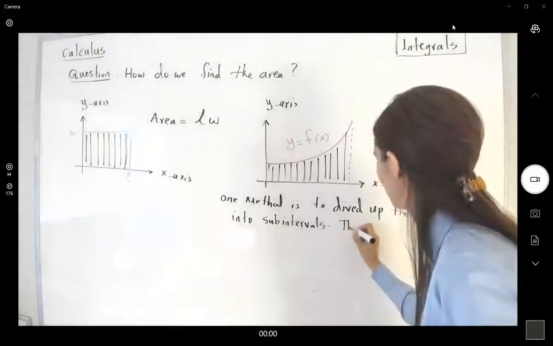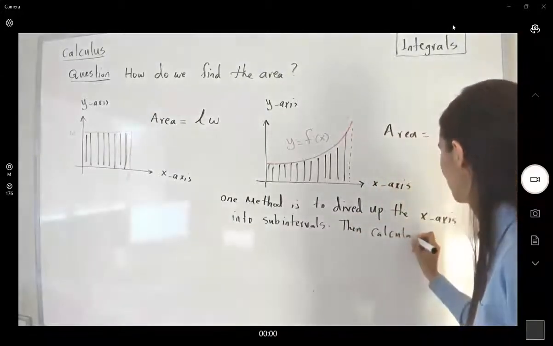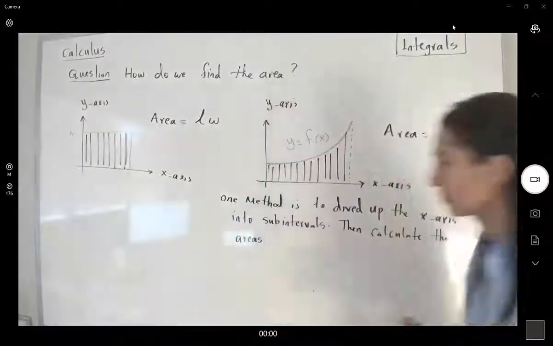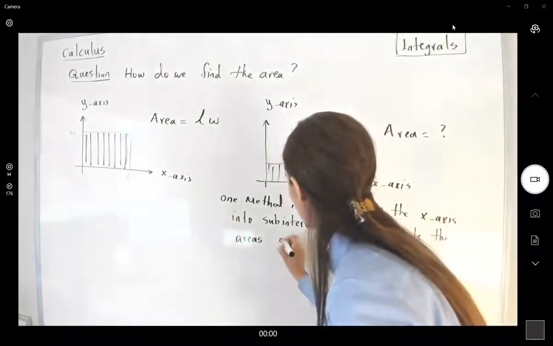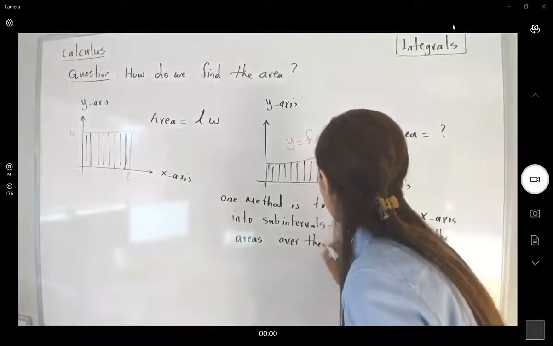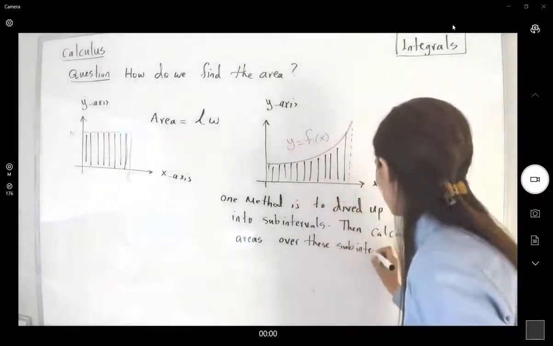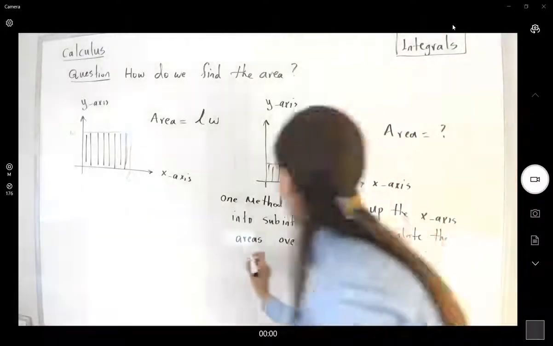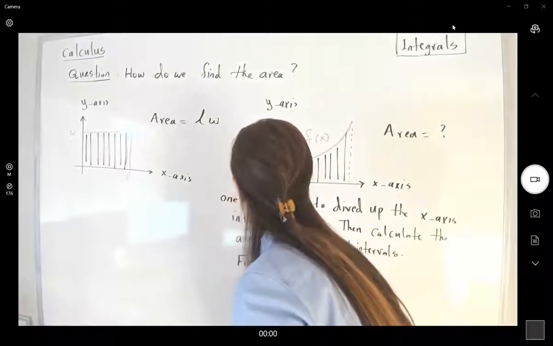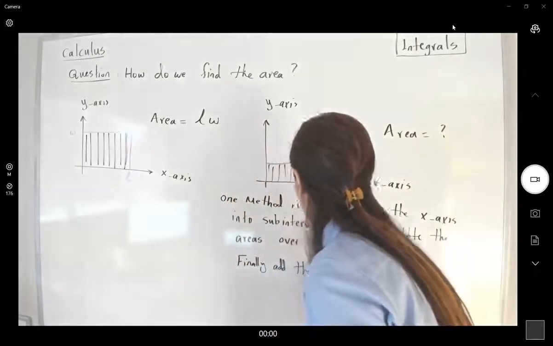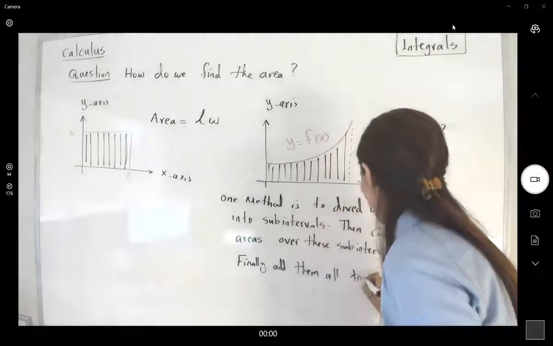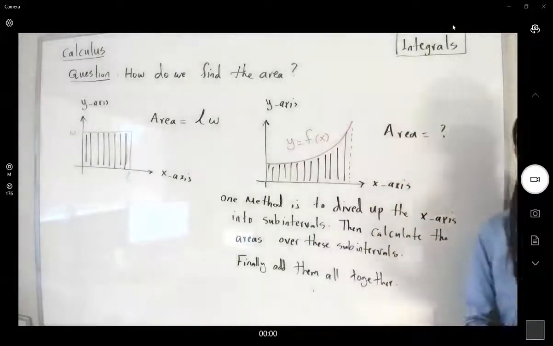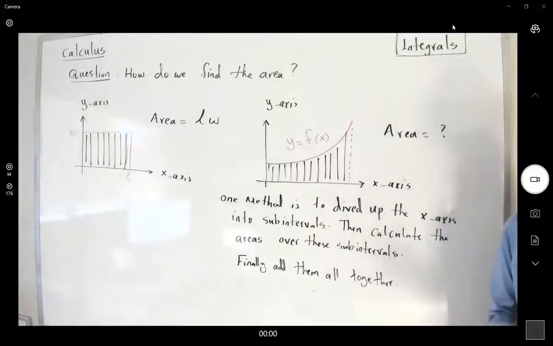Then calculate the areas, these small areas over these sub-intervals. Finally, add them all together. It might not give us the exact or precise area, but it gives us a good approximation.